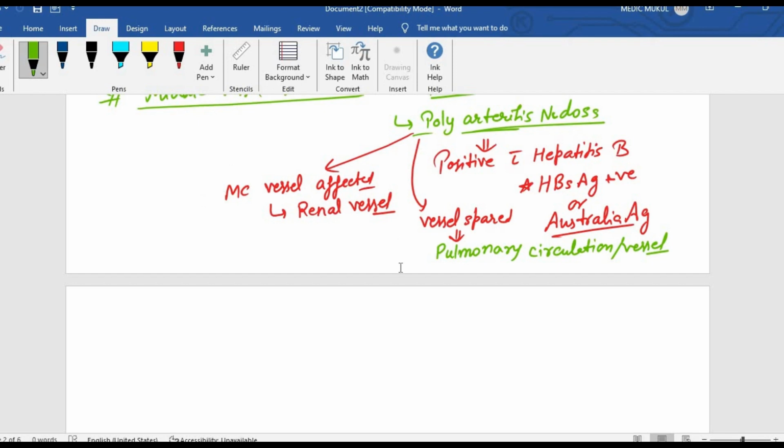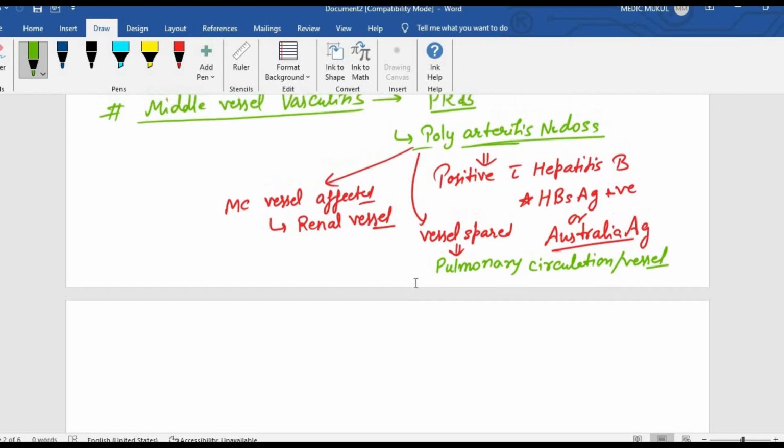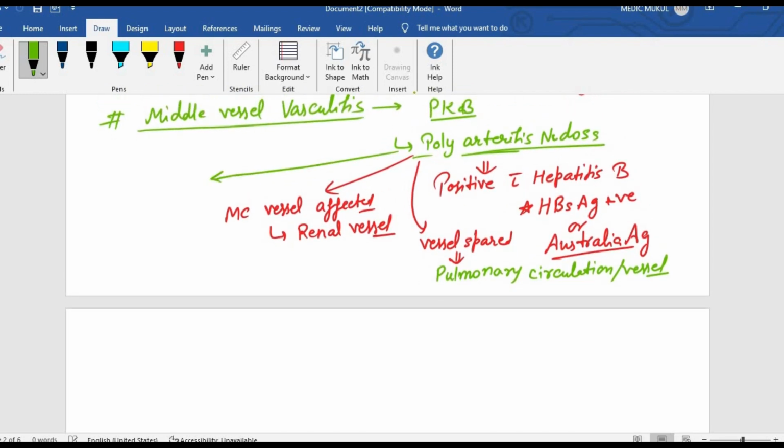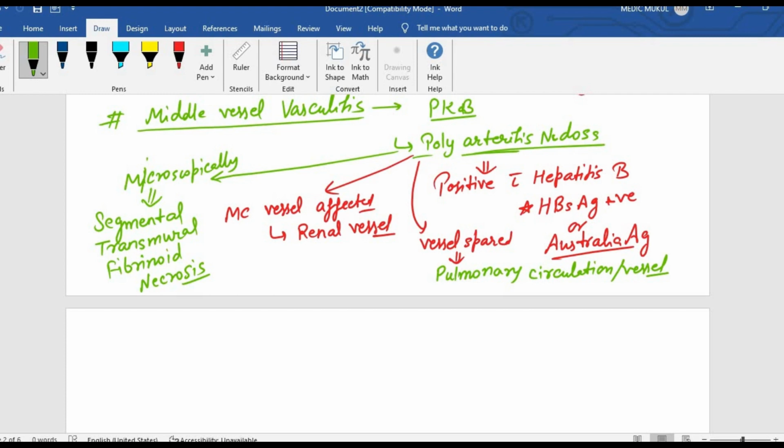But there is one vasculitis where there is pulmonary involvement. What was that? Microscopic polyangiitis. In that condition, there will be pulmonary involvement. Microscopically, what do we see in polyarteritis nodosa? We see segmental transmural fibrinoid necrosis. Transmural means all layers of the vessel are affected. So in polyarteritis nodosa, remember the most commonly affected vessels are the renal vessels, and the pulmonary circulation vessels are spared. Okay, again I told you there will be eosinophilia.